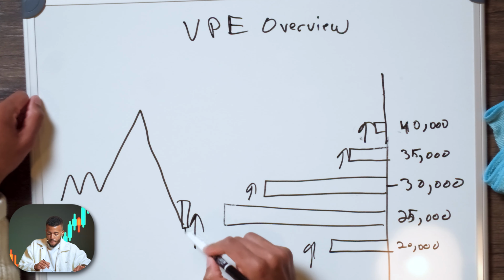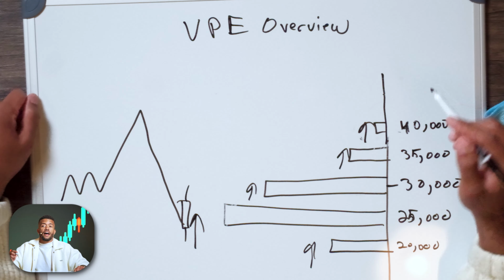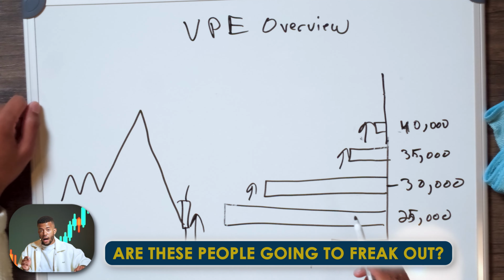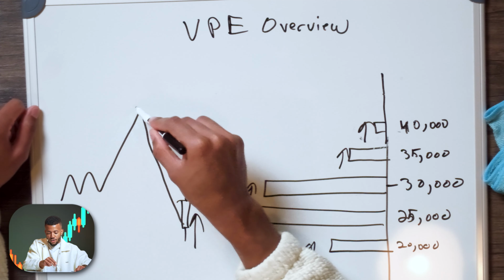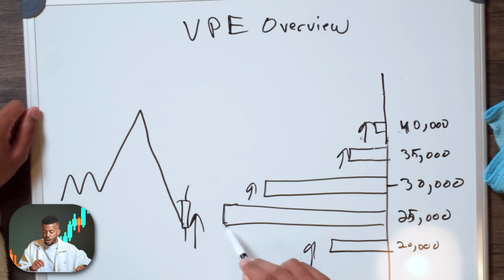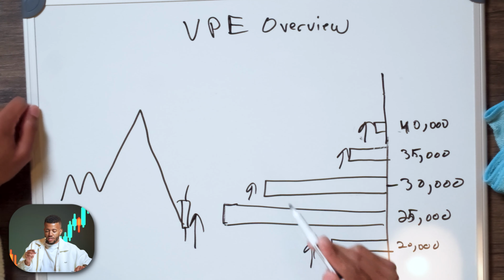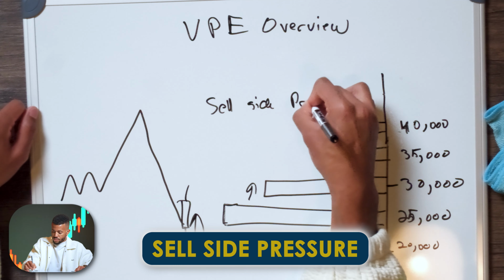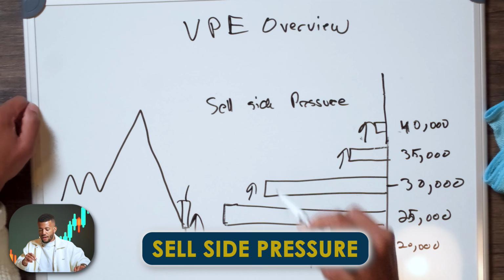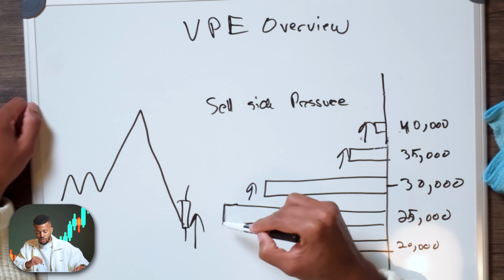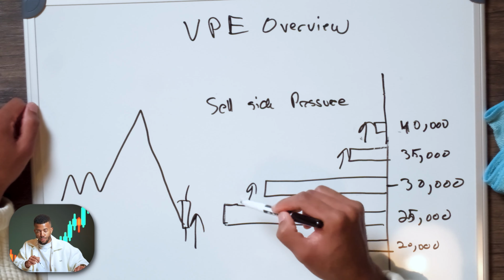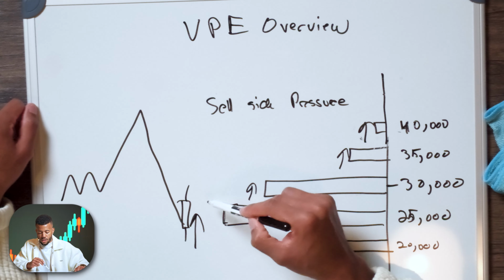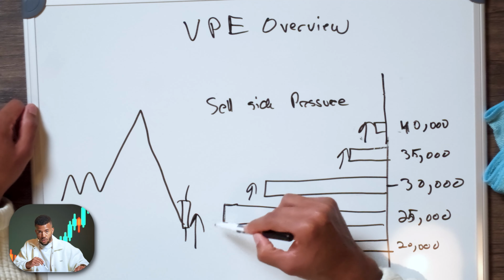We have a bar here at 25,000. Ask yourself, are these people going to be freaking out? Obviously, because they were green and now the market is coming back to their basis. So what are you going to get at 25,000? You're going to get sell side pressure, okay? Why? Because all of these people are about to go red. It's really important. We just got back to this price here, okay? All of these people who are long now might be afraid, looking to get out.